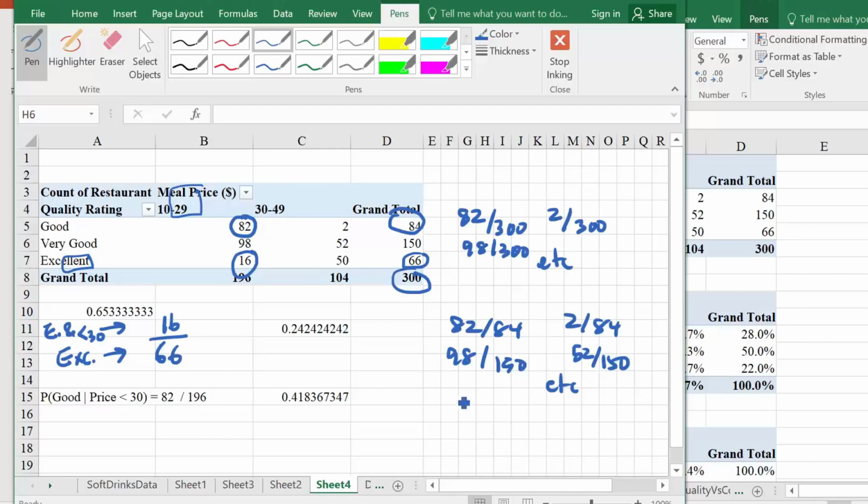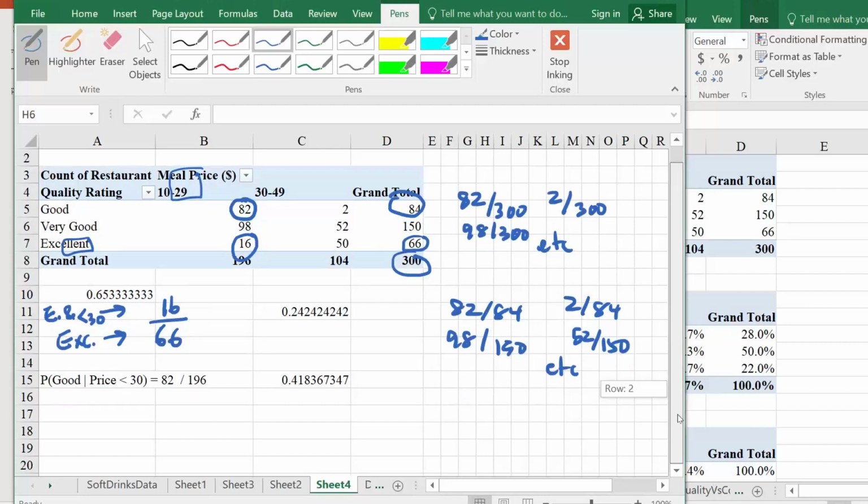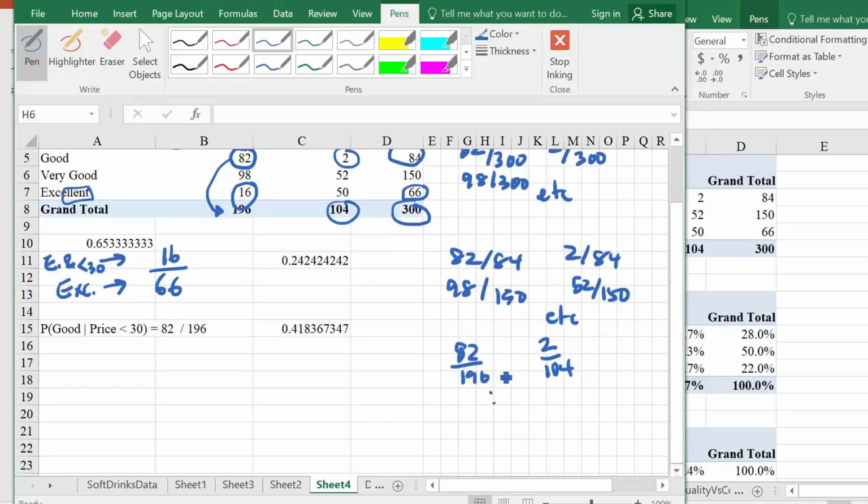Or I could divide by the column total. So I could do 82 divided by 196, and then 2 divided by 104, and so forth. Those will give me the other conditional probabilities. Those kinds of numbers are easy to get.